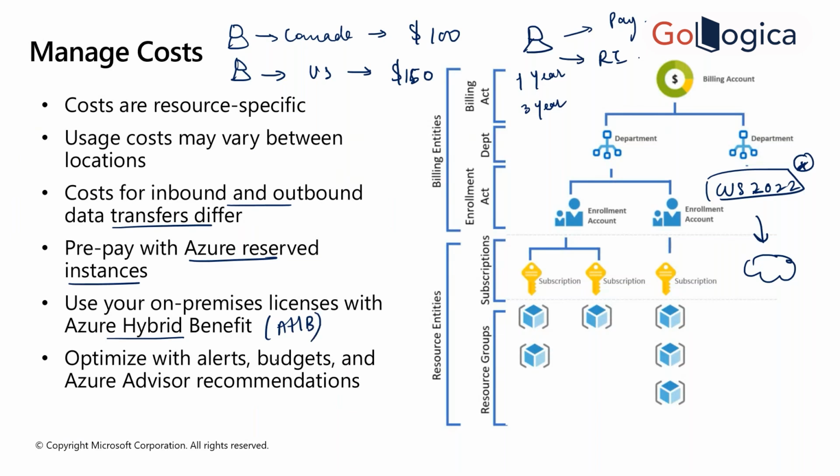Now, a pro tip from my side is whenever you want to use AHB, you need to take Software Assurance along with this Windows license. That is a type of insurance for your license. Software Assurance, you need to have that.